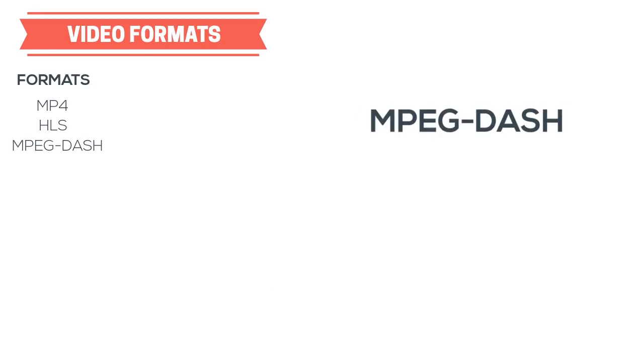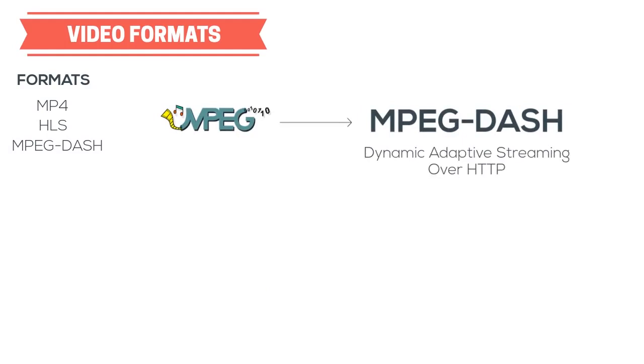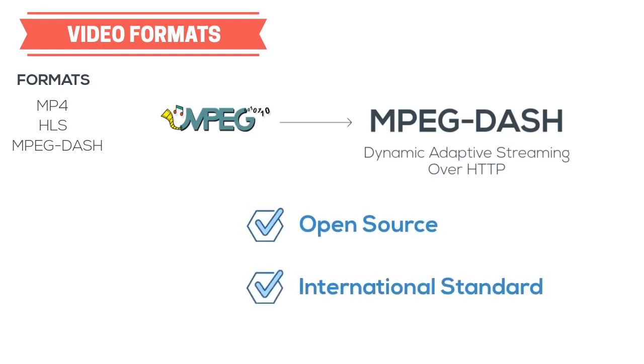MPEG-DASH is another adaptive bitrate format developed by the Motion Pictures Experts Group, and similar to HLS, it uses the HTTP protocol. The main difference with DASH is that it's an open source format, and it was developed for global standardization, which it achieved in 2012 when it officially became the first international standard for adaptive streaming.